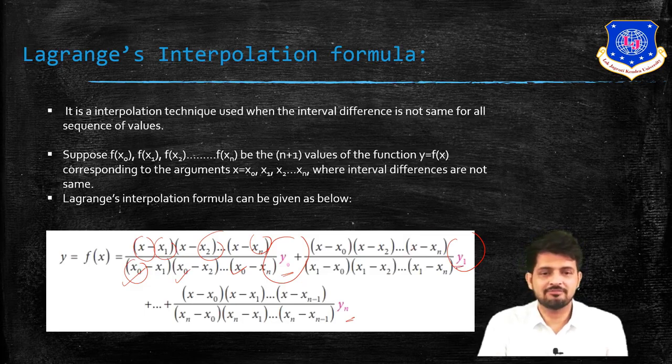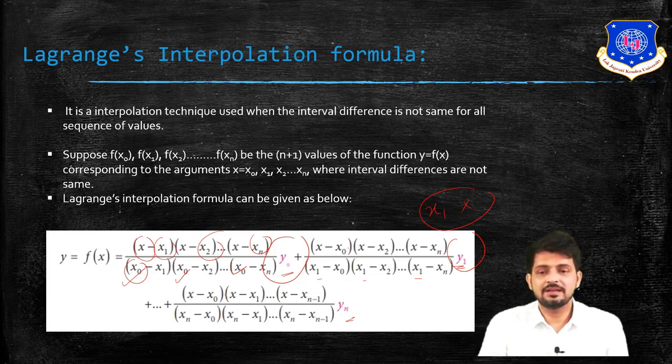Similarly for y1, what will come? For y1 we have to neglect x1 in the numerator. So first of all we subtract x0 from x, so x minus x0, x minus x1 will not come, so x minus x2 and so on up to x minus xn, and the same values are to be subtracted from x1. So x1 minus x0, x1 minus x2, x1 minus xn and so on.